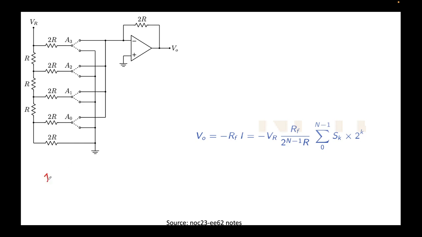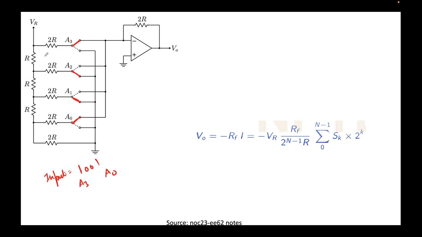Okay, so input has been given to us as 1001 here. This is A3 and this is A0. This is LSB. All right. So this means that this is closed, right? So this means this is the pathway. This is closed. Here it's like this. Again, like this and like this.